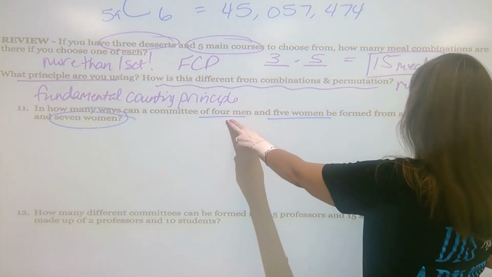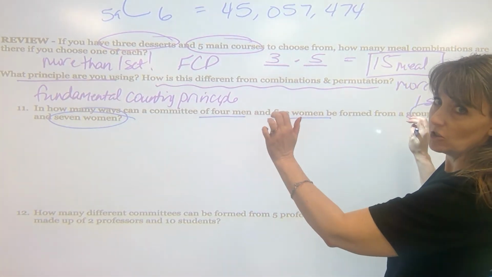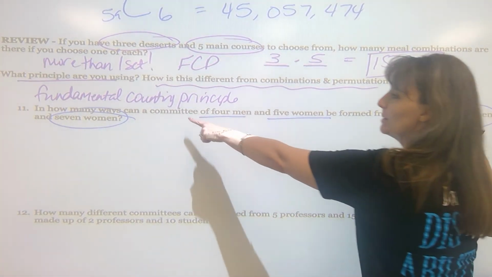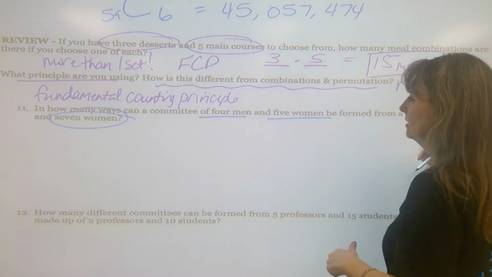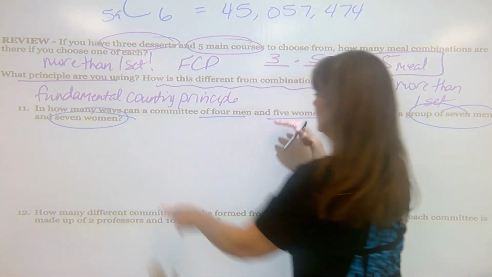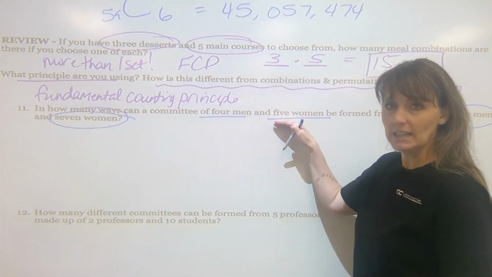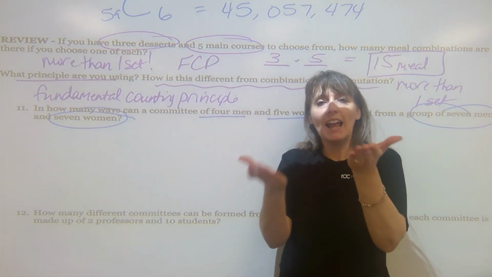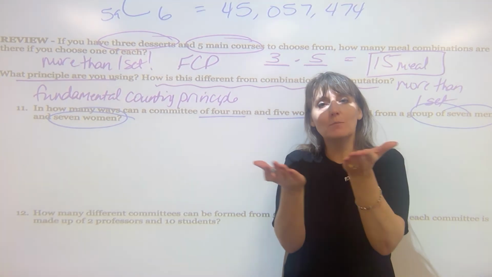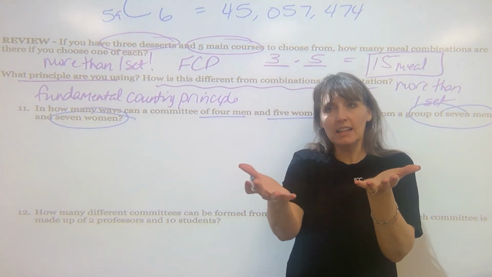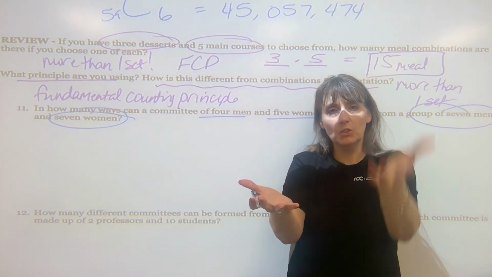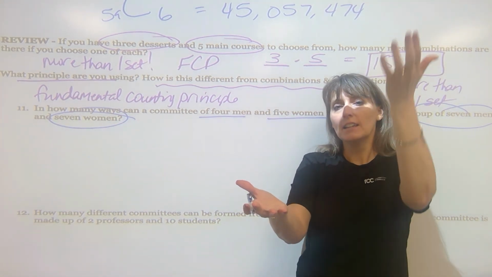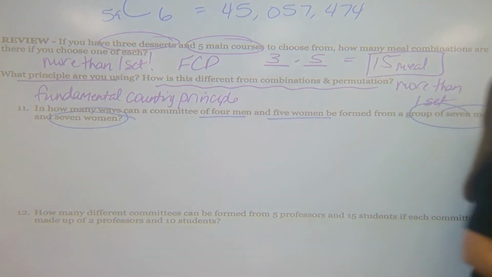Out of my 7 men, I'm going to choose 4 for my committee. Order doesn't matter. Out of my 7 women, I'm going to choose 5 for my committee. Order doesn't matter. But since I'm picking from 2 different groups, I have to use that element of fundamental counting principle: calculate this number of combinations and multiply it by this number of combinations. How many ways can I pick the men times how many ways can I pick the women? So let's set that out.